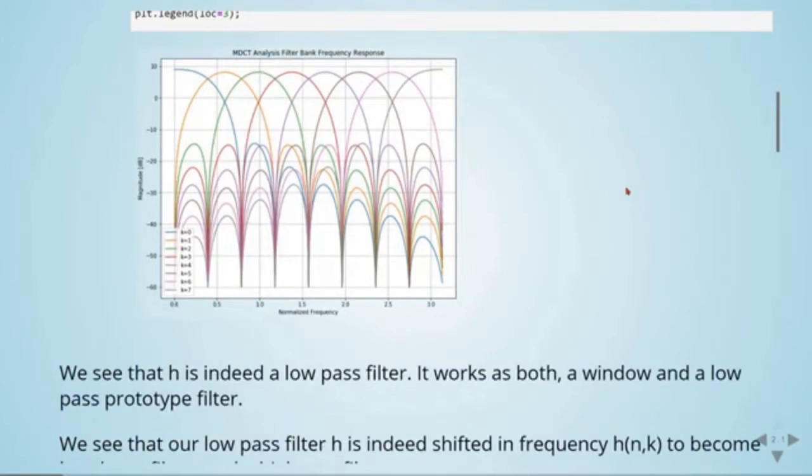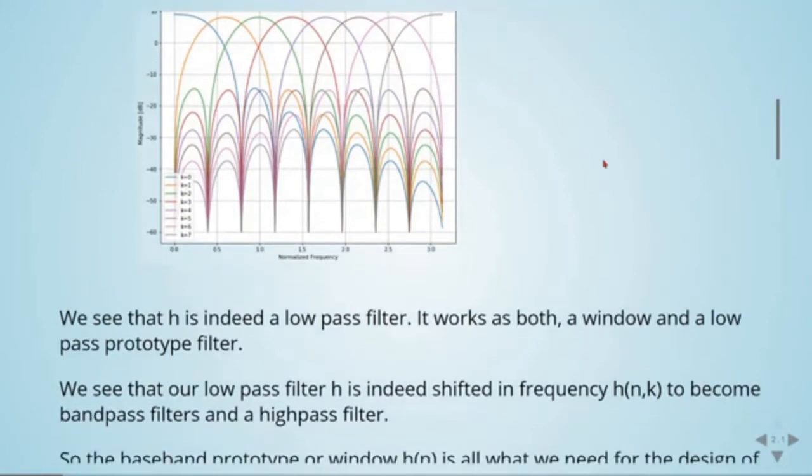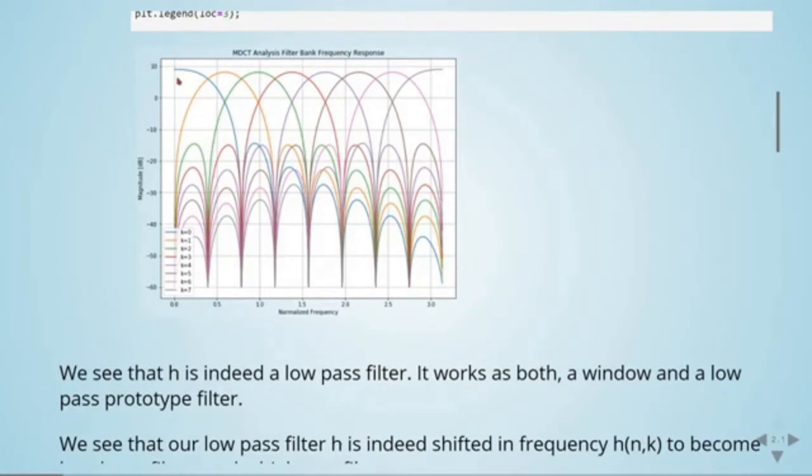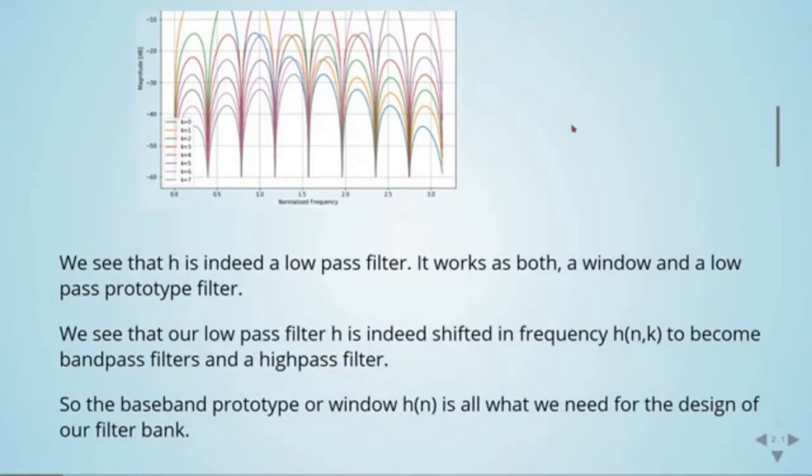We see that H is indeed a low pass filter. It works as both a window and a low pass prototype filter. We see that our low pass filter H is indeed shifted in frequency, H of k, to become band pass filters and a high pass filter. So we have the low pass, then we shift, and we have these band passes, and the last one is a high pass filter.